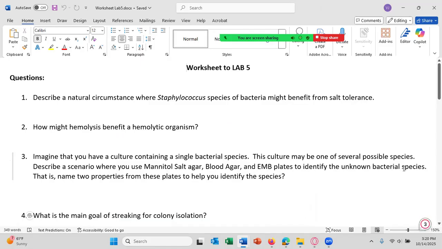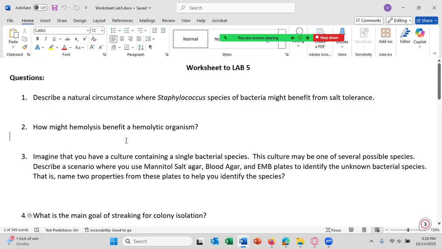The worksheet to Lab 5, answer these questions. One, describe a natural circumstance where Staphylococcus species of bacteria might benefit from tolerating salt, meaning salt tolerance. And you cannot say putting it on a MSA plate because that is not a natural circumstance. Any question about any of that?